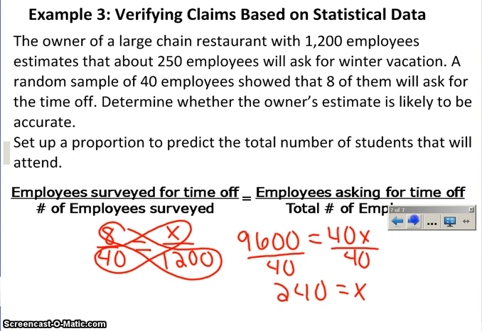So this chain restaurant owner thought about 250. So that's pretty close. Maybe not quite, but if he's expecting 250 and a few less ask for it, that's probably fine. So his estimate, I would say, is very close. Because remember, these aren't exact numbers. We're taking a small part of the population, our sample, and we're applying an answer we got from them to the whole population. So we don't know if it's going to be exact. It's like our best guess.